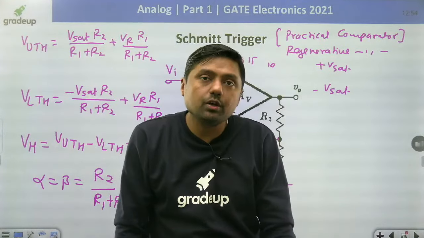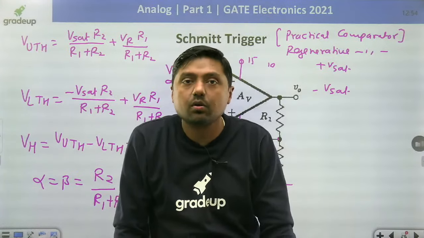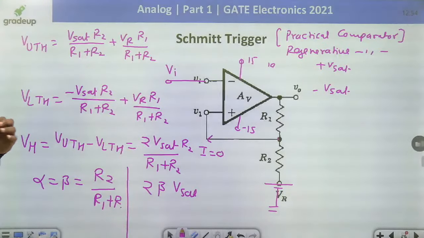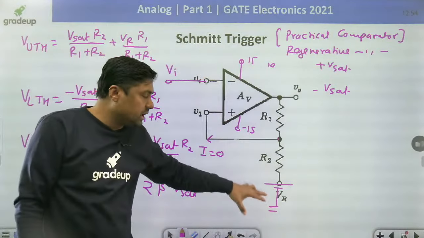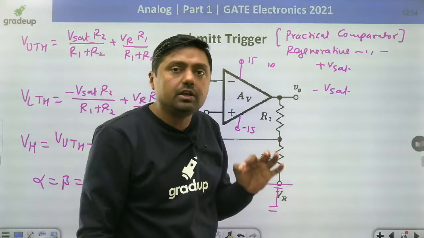What about the positive value? What about the negative value? Otherwise, you will make silly mistakes. Okay? Always remember. Now, what about the hysteresis voltage? It is independent of value of VR.